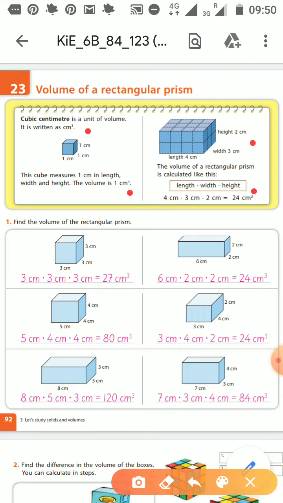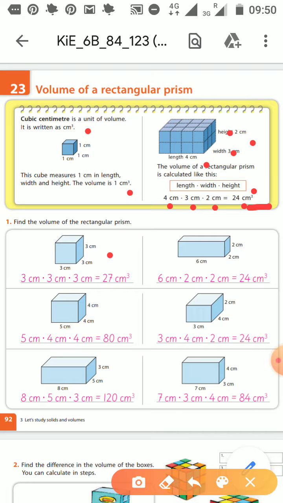times height. All you've got to do here is do the length, which is 4, times the width, which is 3, times the height, which is 2. So we've got 4 times 3 times 2. 4 times 3 is 12. 12 times 2 is 24. But remember this little cubed bit at the end, the little 3. So you just work through these questions here.